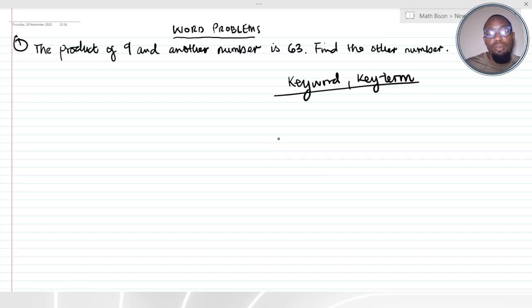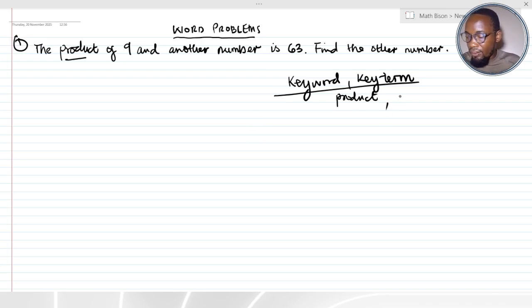The keywords or the key terms are information provided in the question that if they change, the answer would be affected. There's some of this information we have in this question that, whether they change or not, nothing is going to happen. The answer is going to always be the same. Now, let's take them one after the other. Product in this question is a keyword. Because why? If we say the sum, it will not give us the same answer as what? Product.